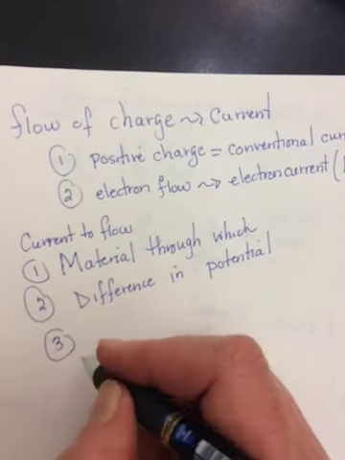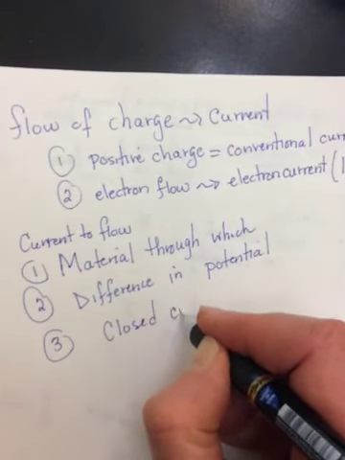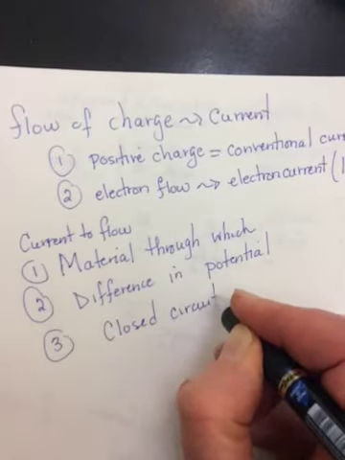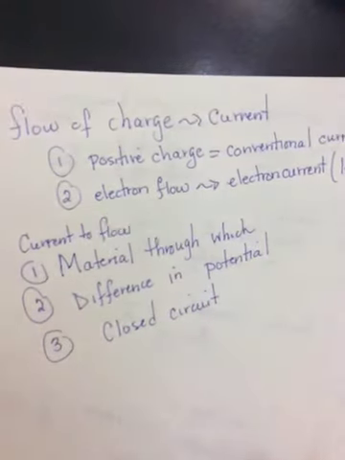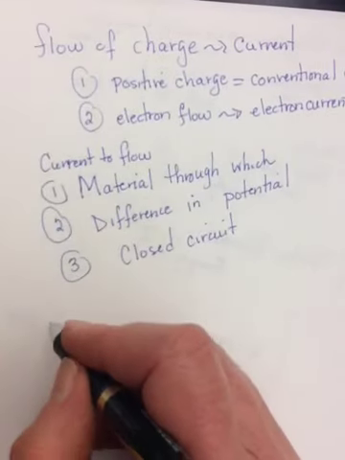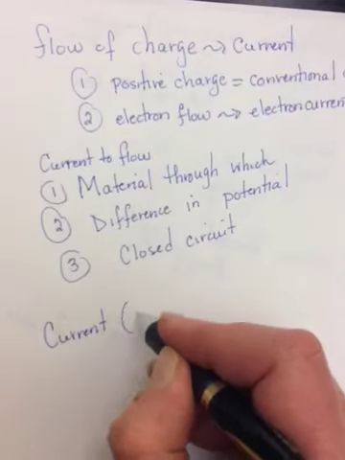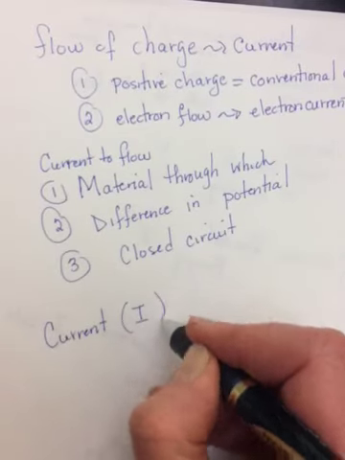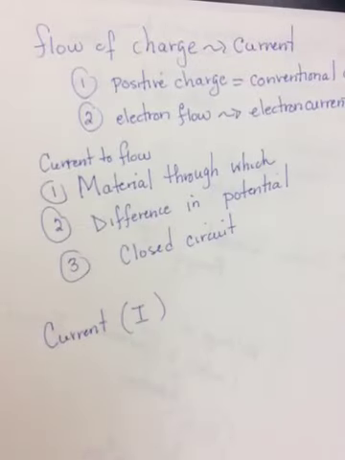And the third thing that you need is a closed loop, which we call a circuit, right? If you don't have a closed loop, then the electrons can't flow through it. Okay? And so if we have that, then we get something that's known as current. And the letter for current is I. I don't know why, but it's I. Okay?